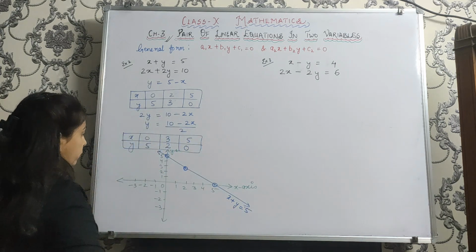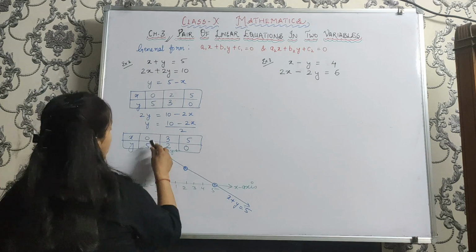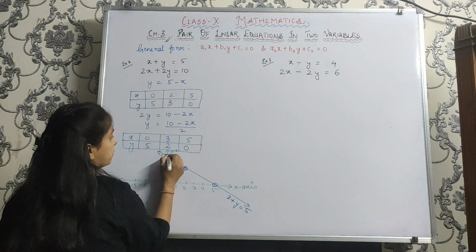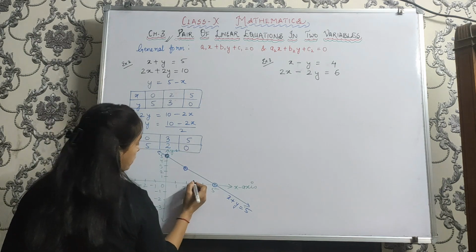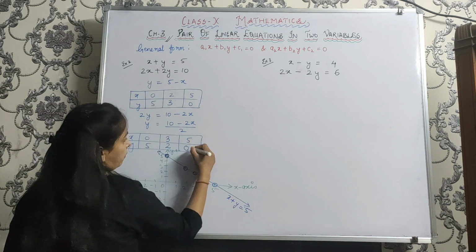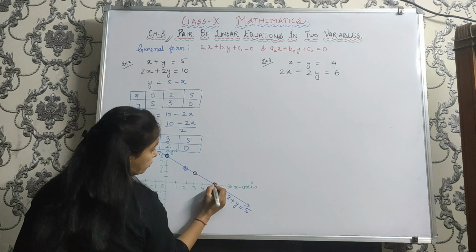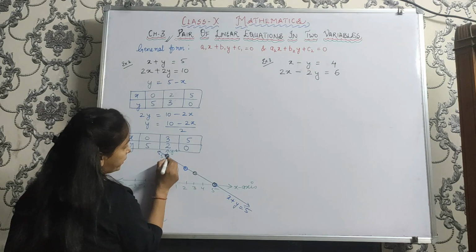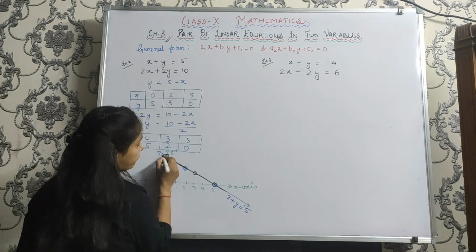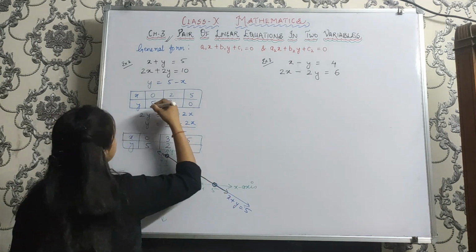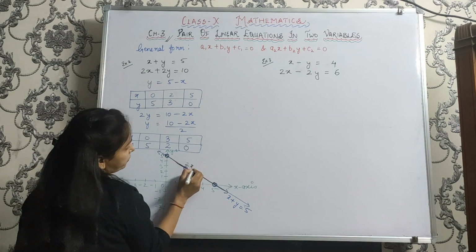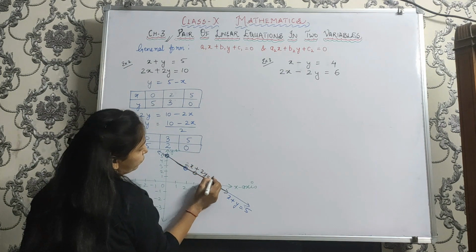Now if I take the second equation, the points are 0, 5. These are the same points. 3, 2, x is 3, y is 2, it's somewhere here. 5, 0, again it's the same point. So when I join these points, you can see here my second line is overlapping the first one. So this represents the second equation, 2x plus 2y is equal to 10.